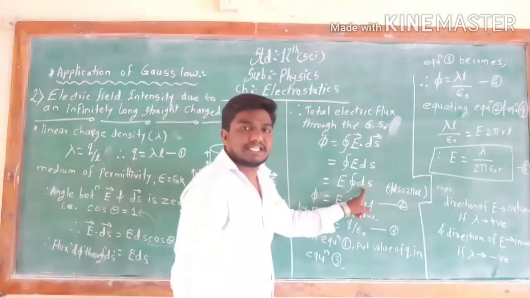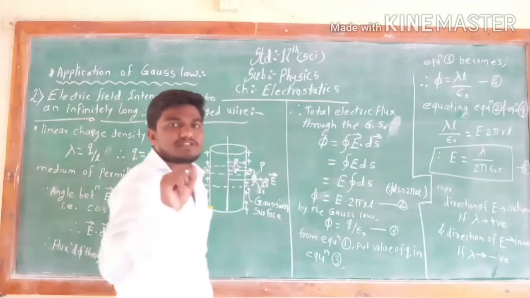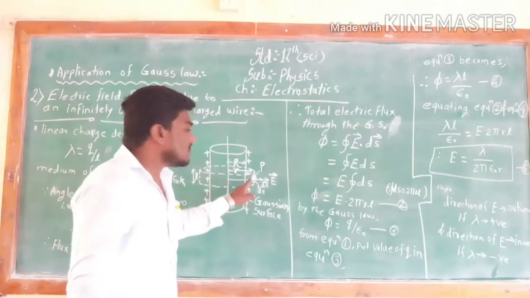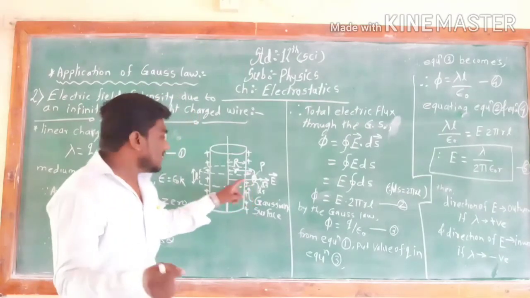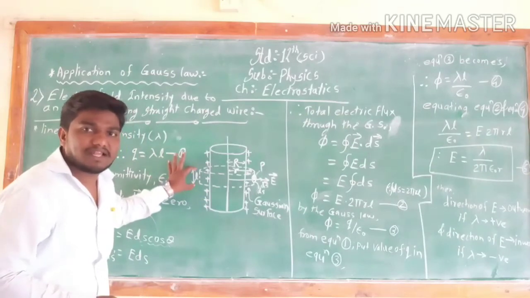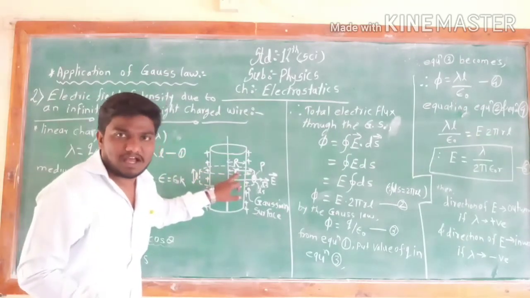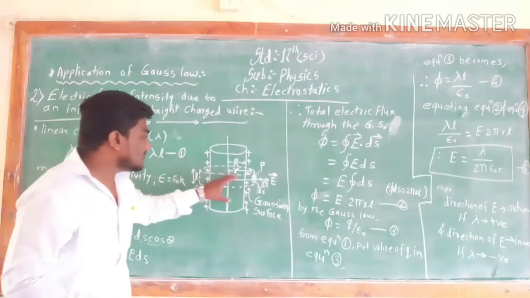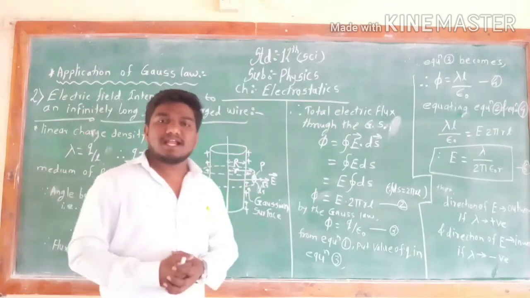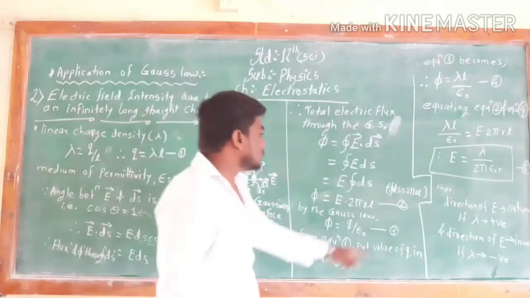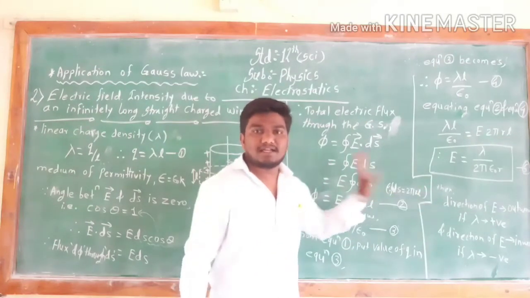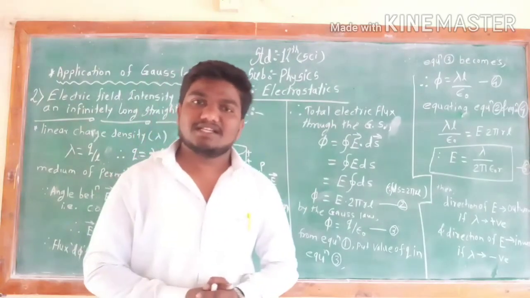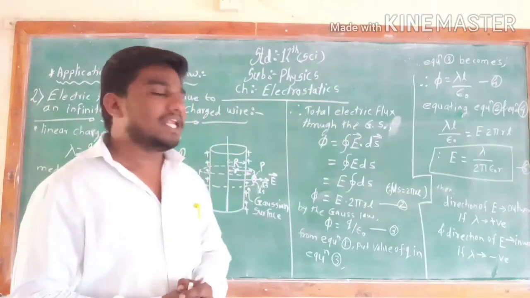What is ds? ds is the small surface of the imaginary Gaussian surface. This Gaussian surface is a cylinder. It has length L and radius small r. And we know that the area of this cylinder is given by 2 pi r L. Small r is the radius of the cylinder, and L is the length of that cylinder.